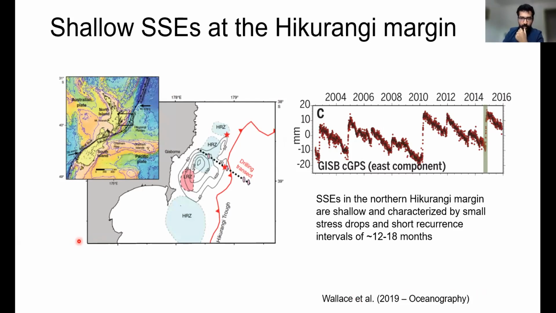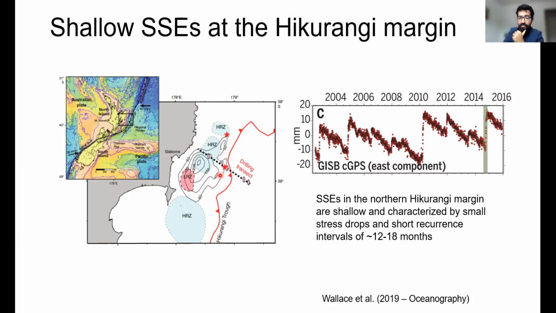And so in the Northern Hikurangi margin, the Pacific plate is subducting beneath the Australian plate at around 45 millimeters per year. And the shallow SSEs we have here have quite small stress drops and relatively short recurrence intervals of 12 to 18 months or so. And so the source region for these SSEs coincides pretty well with a high reflection zone in active seismic data. And it's typically inferred to be a region of high pore fluid pressure.